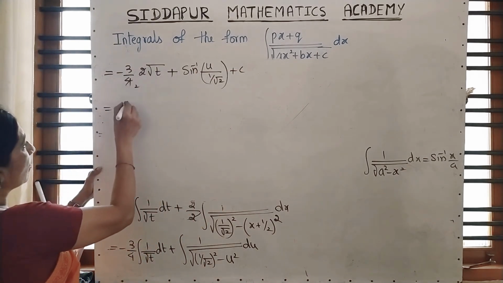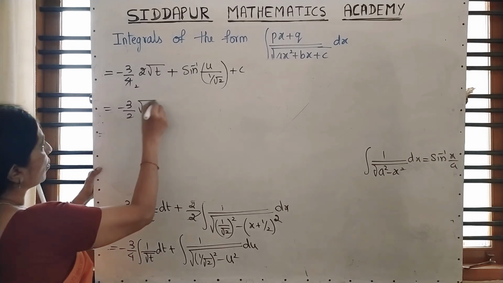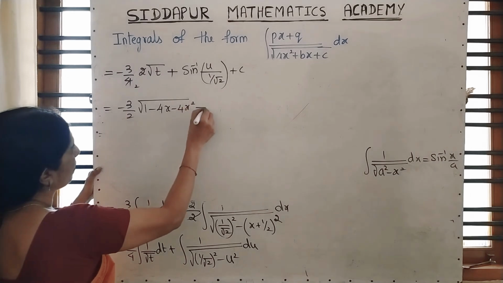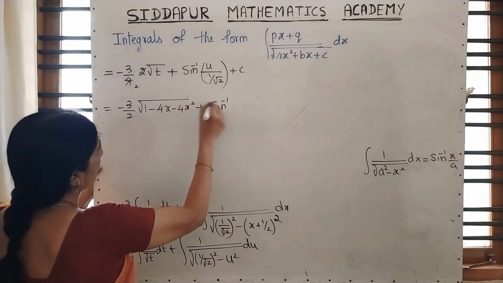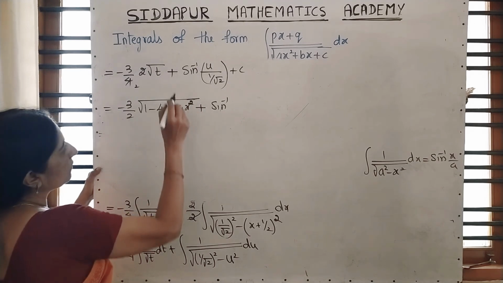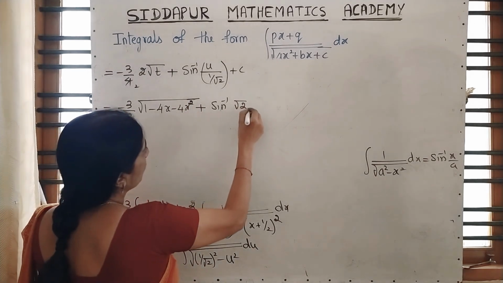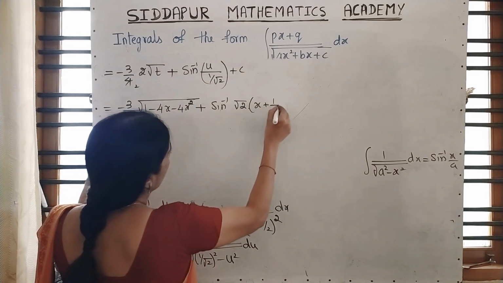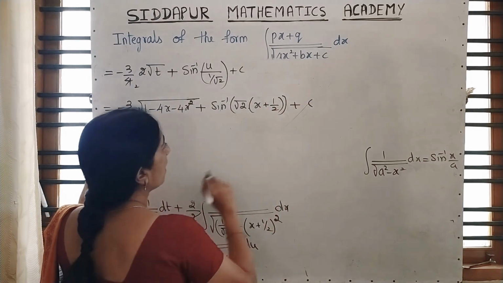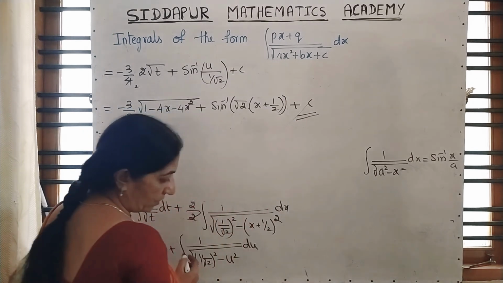Now write down that value: minus 3 by 2 root of 1 minus 4x minus 4x square plus sine inverse, root 2 goes up, u value is x plus 1 by 2, plus c. This complete is an angle. So this is the answer.